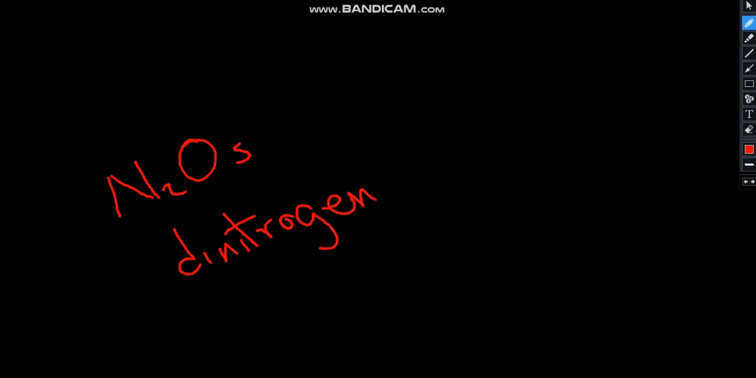Then we go to the next atom. How many oxygens are there? There are 5. So if there are 5 oxygens, we'll use pent. Then oxygen will change to oxide. So the final name will be dinitrogen pentoxide. So this is the name for N2O5.